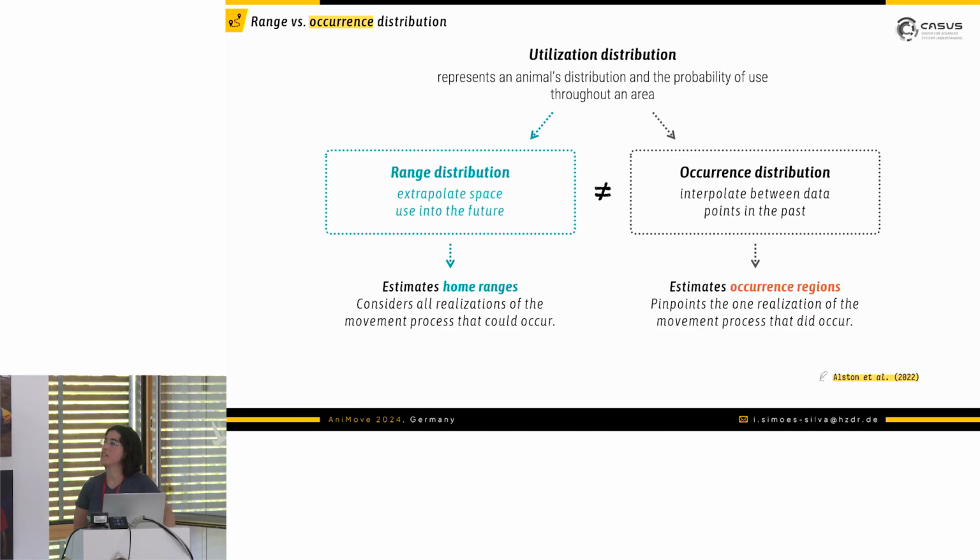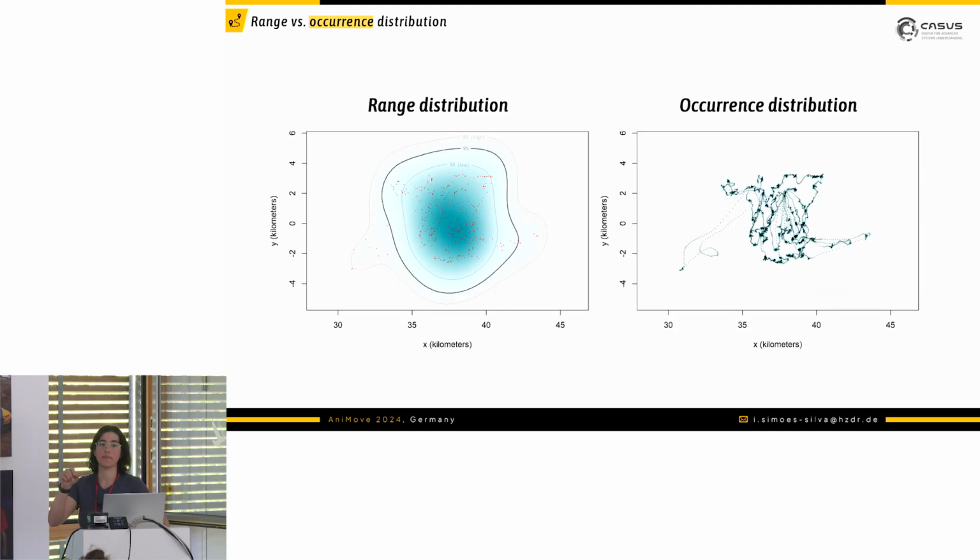The main difference is what we call the different areas or regions that we're getting. Typically for range distribution, we get the home ranges. If we're doing occurrence distributions, however, we're not really getting an area per se. That's not the point here. It's not really biologically meaningful. But we're getting these occurrence regions, right? The probability that the animal passed through a certain point. So instead of looking at all realizations of a movement process that could occur, because that's what range distribution captures, those future locations, we're interested in pinpointing the exact realization that did occur.